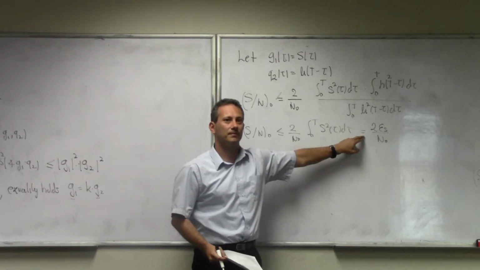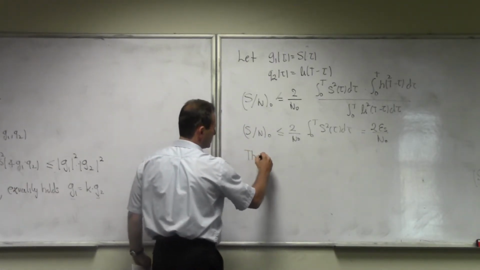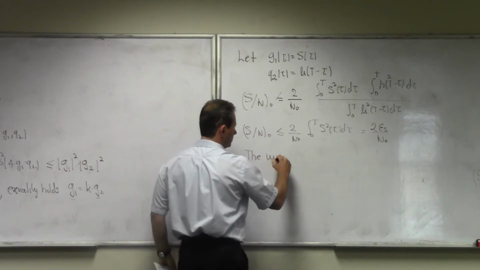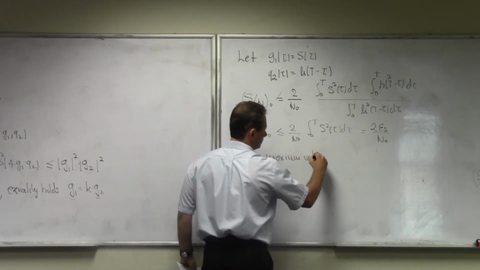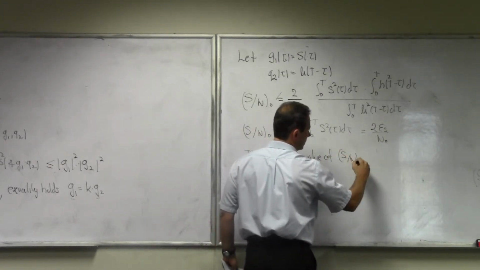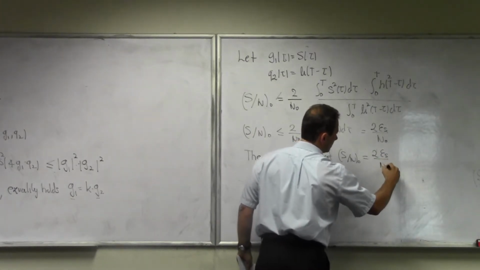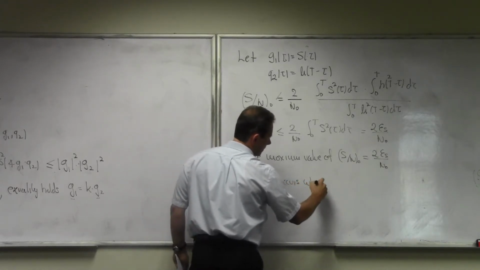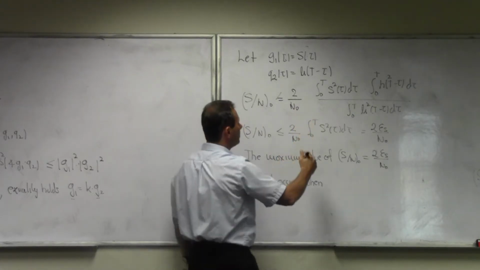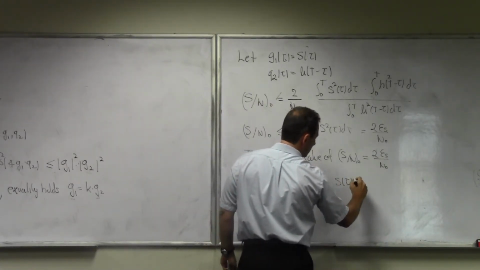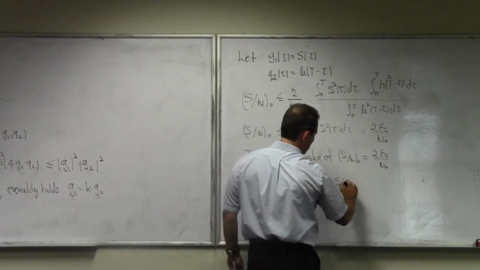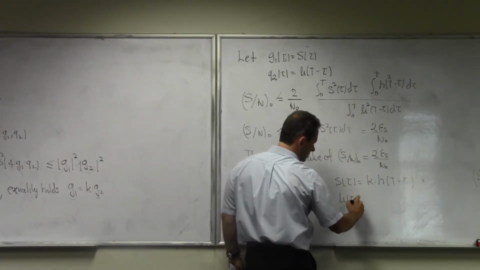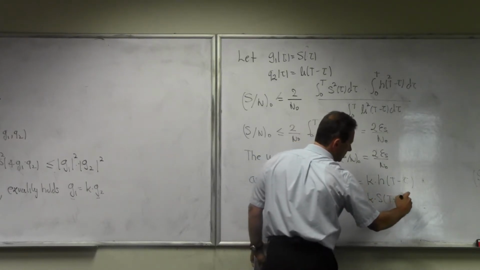When is it going to be equal? The equality holds, that's when it's maximum, right? It's always smaller than that, so the upper bound is when it's equal. The maximum value of signal-to-noise ratio output is equal to epsilon s over N0, and it occurs when these two are parallel, right? How are they parallel? Well, s of tau is equal to k times h of t minus tau, or I can say h of tau, which is the same thing, is k times s of t minus tau.